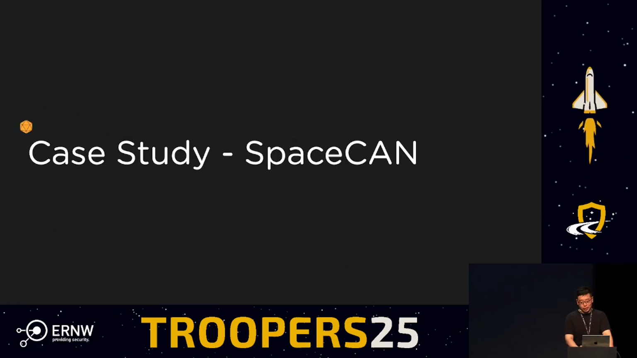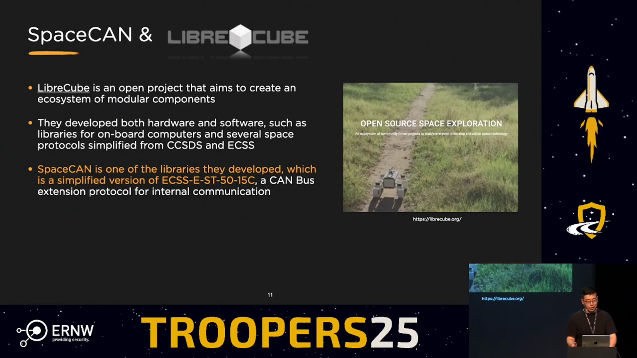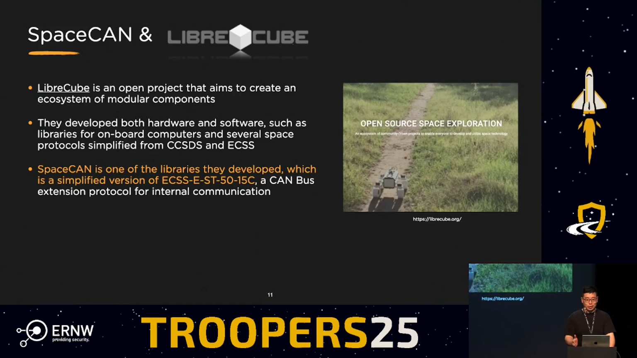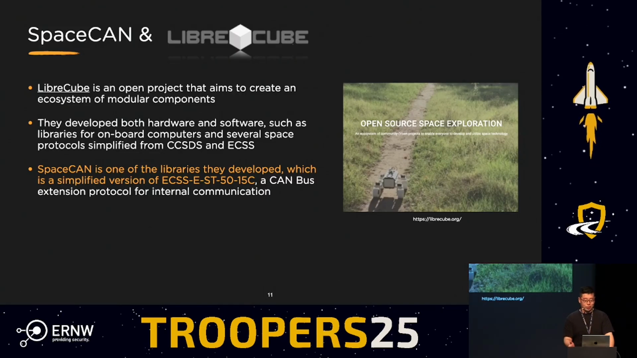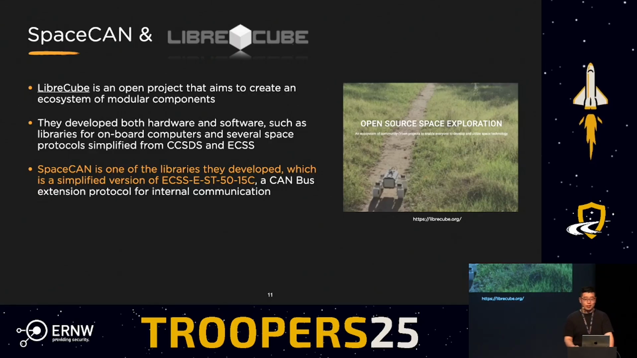The first is the SpaceCan. SpaceCan is one of the libraries in the open satellite project LibreCube. The leader of LibreCube worked in Taiwan before, as a member who helped Taiwan launch its first CubeSat, so I believe he's experienced in satellite development. LibreCube is an open project that aims to create ecosystems of modular components.